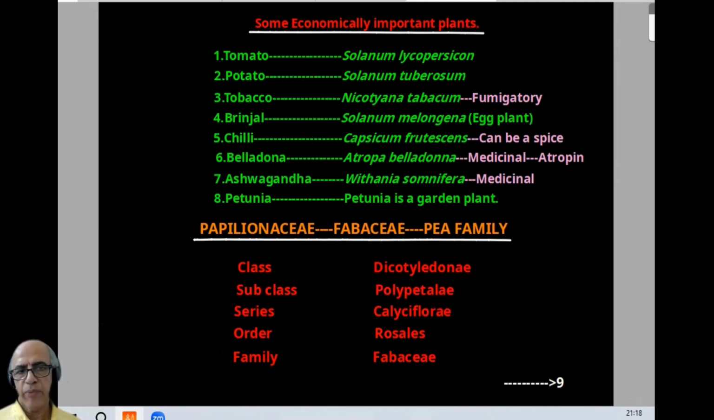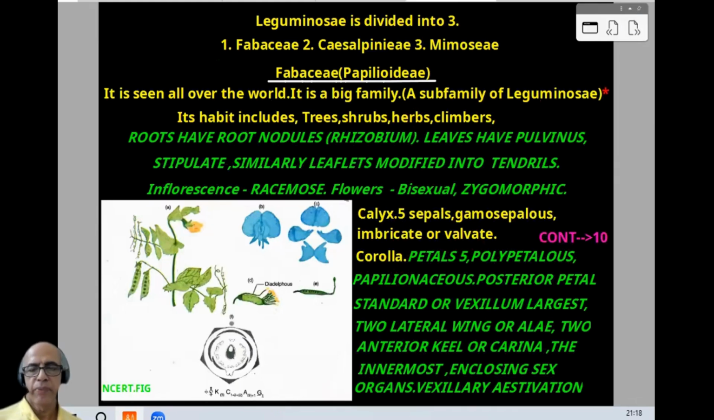Now comes the third family for us. It is Papilionaceae or Fabaceae, or P family. Again, systematic position: Dicotyledonae, Polypetalae, Calyciflorae, Rosales, Fabaceae. Now, when we discuss this family, the large family was Leguminosae. It is divided into 3: Fabaceae, Caesalpiniaceae, Mimosaceae. Each of them is itself a family, and they are all big families. For convenience, Leguminosae is divided. Now comes Fabaceae. The previous name was Papilionoideae.